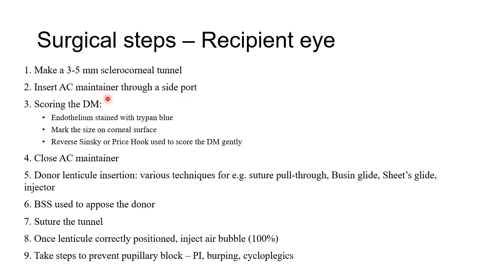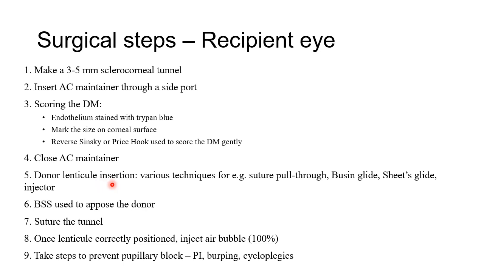Then you make a side port and you have to put an AC maintainer. Then you do a scoring of the descemet membrane, right? The endothelium is stained with trypan blue. The size is marked on the corneal surface, and with the help of a reverse Sinski, the descemet membrane is scored or scratched all around. Okay. Then the AC maintainer is closed.